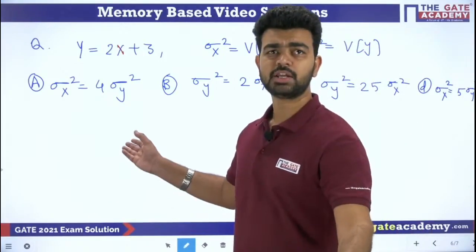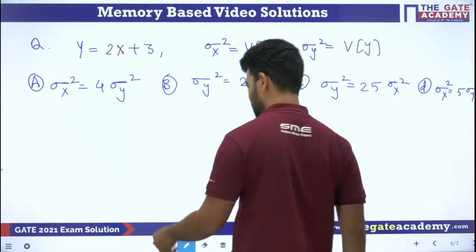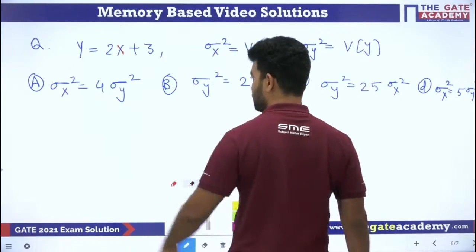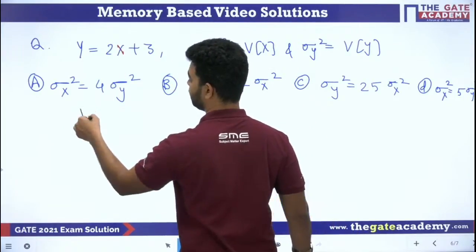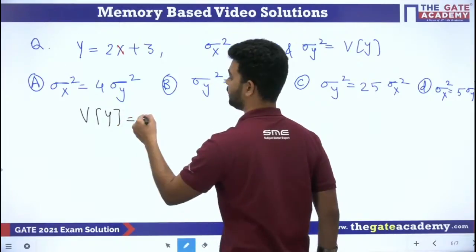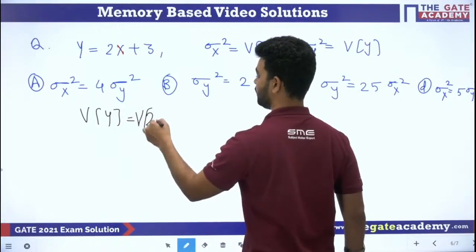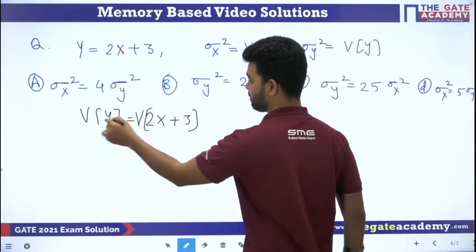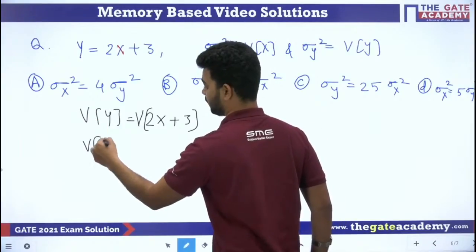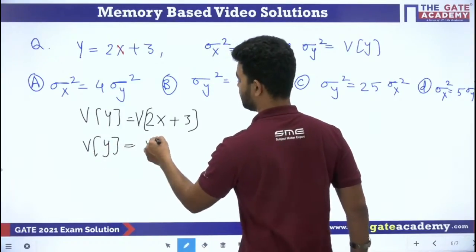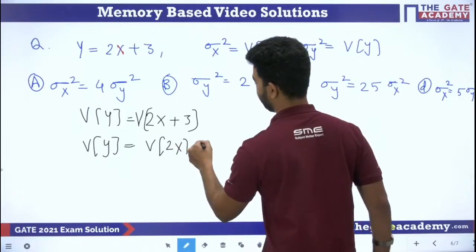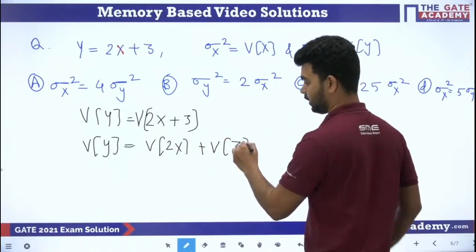How will you find out? Can anyone tell me what should be the answer? Very easy. So what you will do is take the variance on both sides. Variance of y is the variance of 2x plus 3, which is the variance of 2x plus the variance of 3. Okay, this is what we are getting.